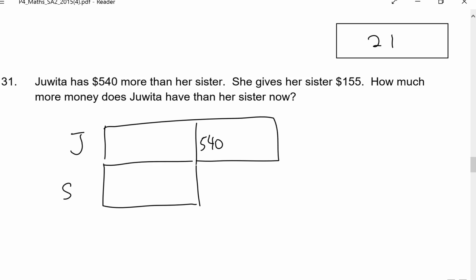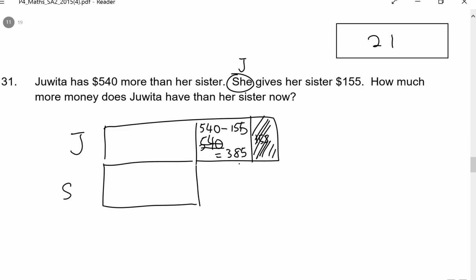Okay, now she's going to give, who is this she by the way? It's the J girl. She's going to give her sister 155. Now, giving her sister 155, that means this is going to be cut off. Meaning to say she's no longer going to be 540 more than her sister. She's going to have 540 minus 155 because she's going to give this 155 to the sister. So this empty space here is 385.